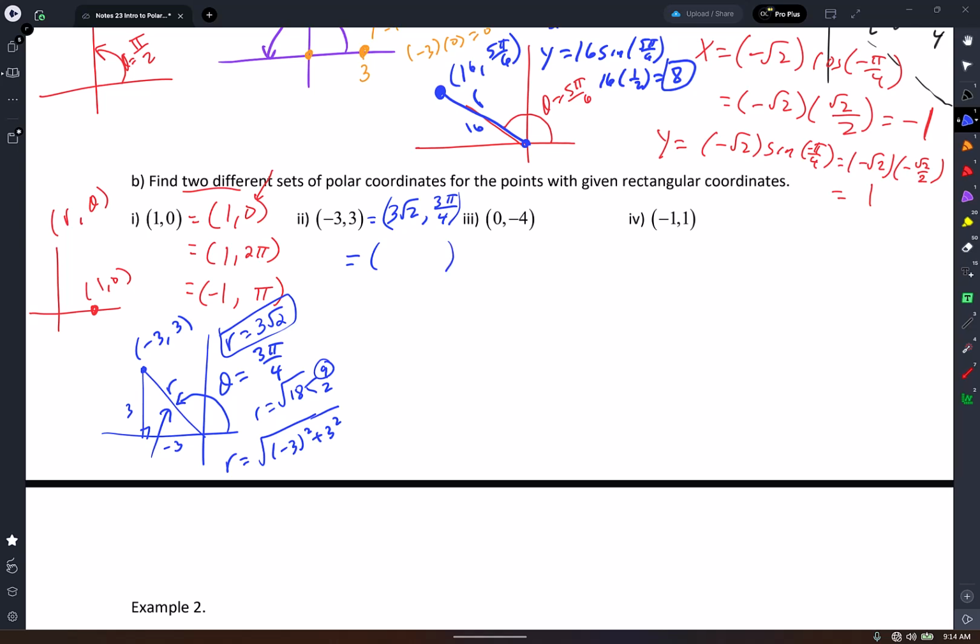What if I went clockwise? No, you could have said 7 power 4 and then negative. But okay, let's put 3 of them. What if I said negative power 4? That puts me in quadrant 4. Do you guys see that?